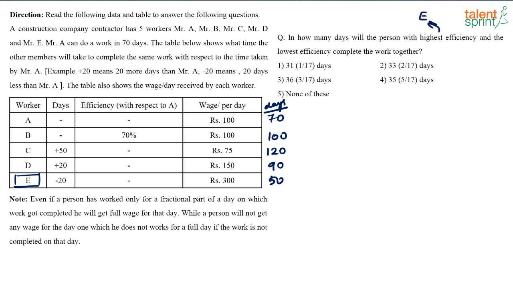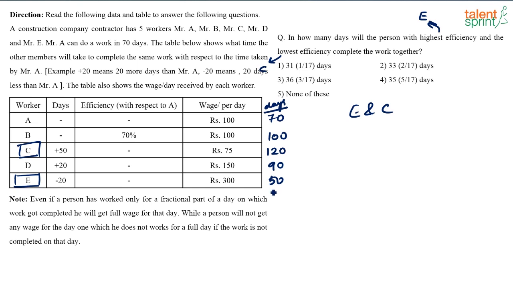Similarly, who is taking the maximum days? C is taking the maximum days. That means he is the least efficient person in the group. Now it is very easy to solve. So what are they saying? These two people are working together, E and C. In how many days will they finish the work?